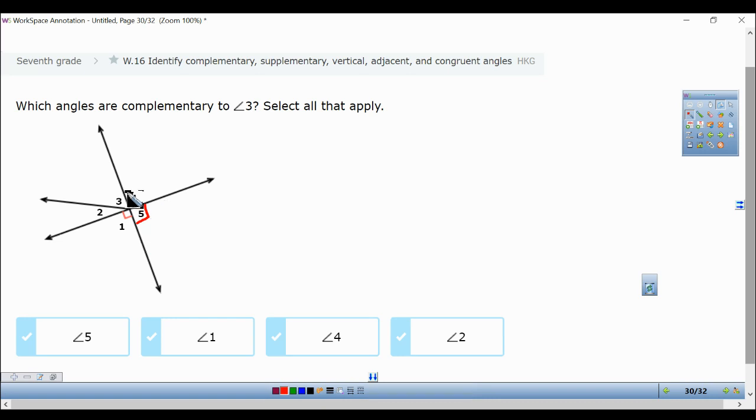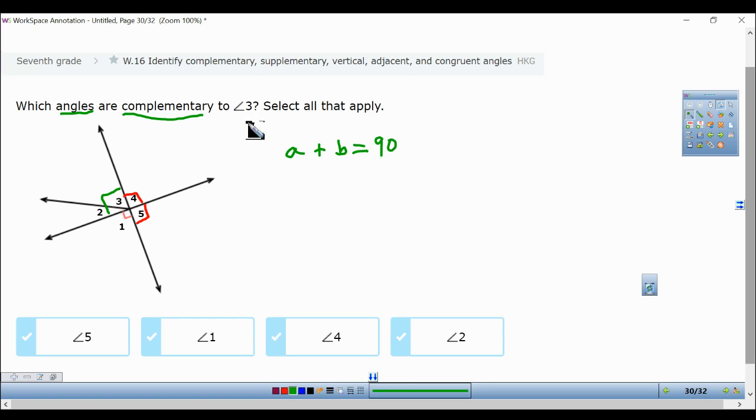And we also know that 4 is a 90-degree angle. And finally, and most importantly, we know that angle 2 plus 3 is going to be a 90-degree angle. This angle right here is a 90-degree angle. Now, the important part to know is that it says which angles are complementary to 3. Complementary means that if you add an angle, let's call this angle A, plus another angle, let's call that angle B, they have to equal 90.